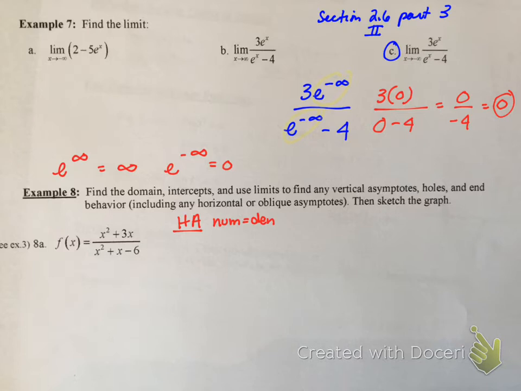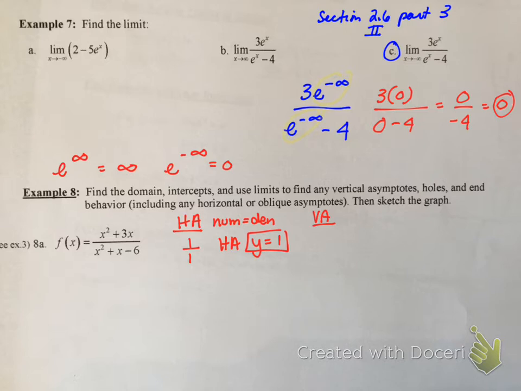So when that happens, I can just look at the coefficient, which we have 1 over 1, because it's 1x squared over 1x squared. So I know we have a horizontal asymptote where y equals 1. Okay? Now let's look at the vertical asymptotes and see if we have anything dealing with that.